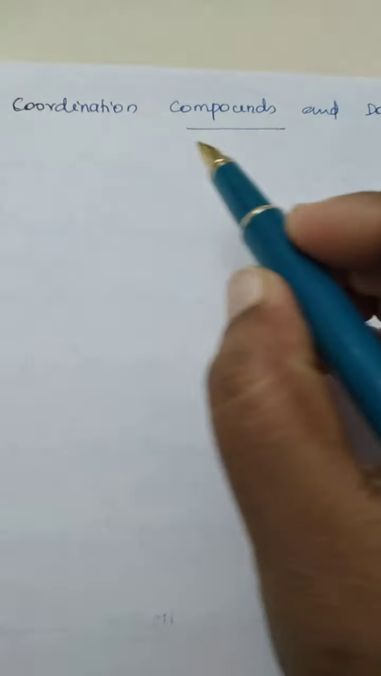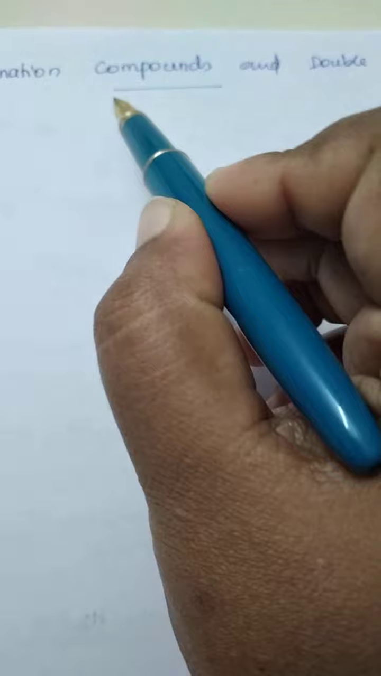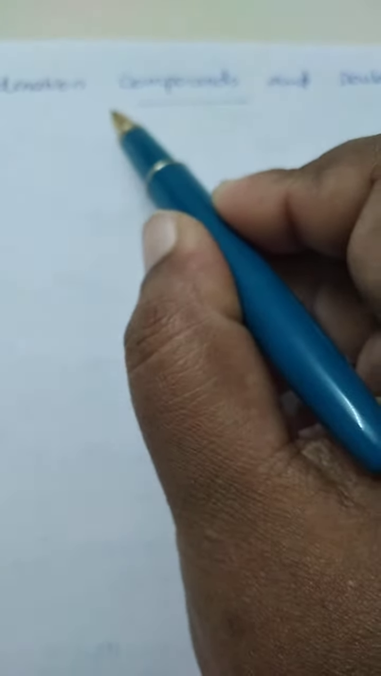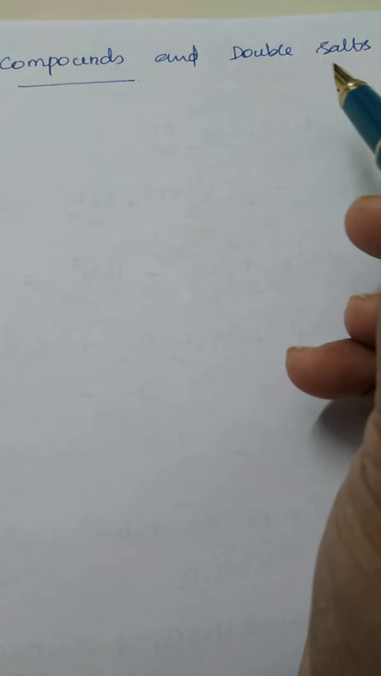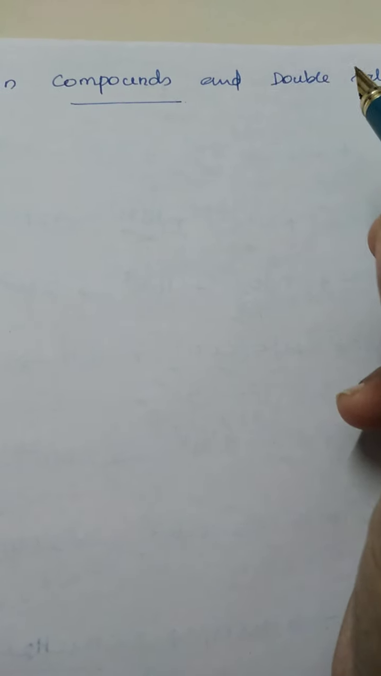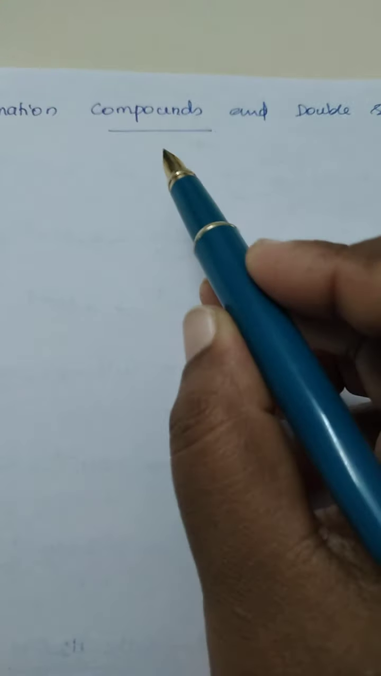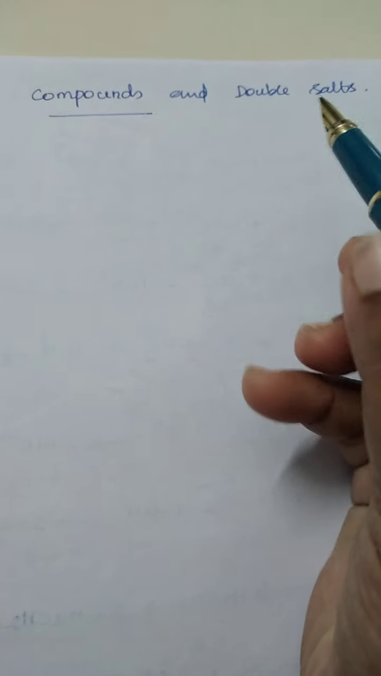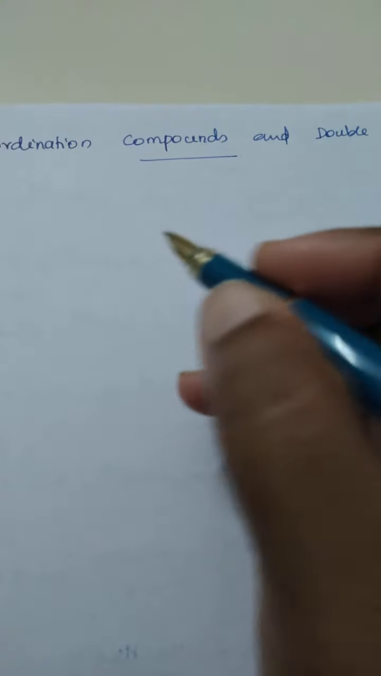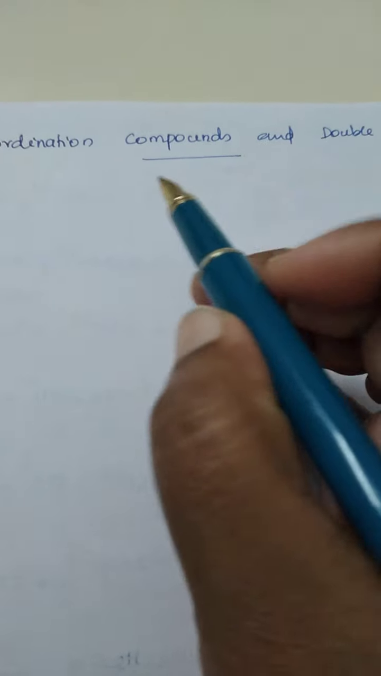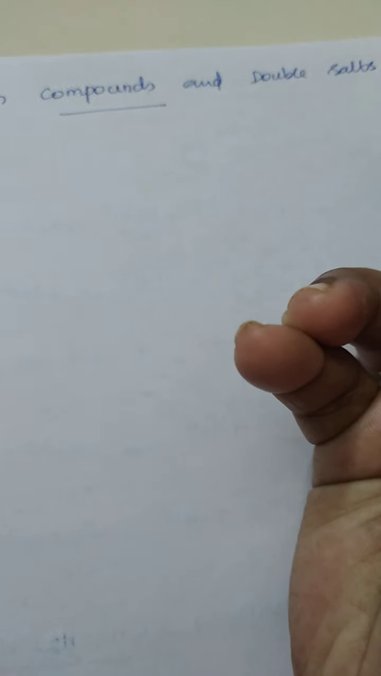We have just started the lesson on coordination compounds, or coordination chemistry. Now we are going to see two terms: one is coordination compound, the other is called a double salt. So let's see what is the difference between a coordination compound and a double salt. Normally when two or more salts are mixed together, you will get a compound. One is called either a coordination compound, the other is called a double salt.